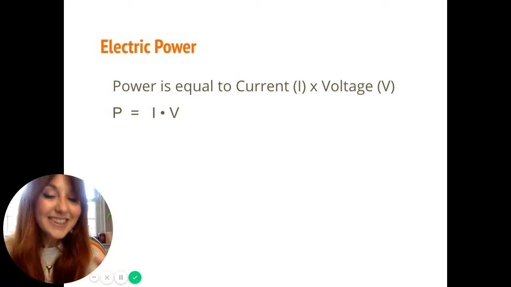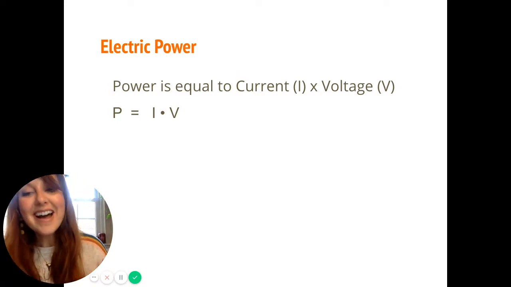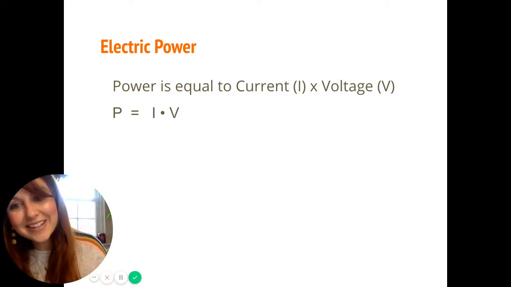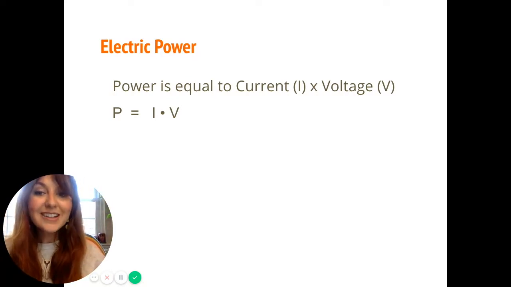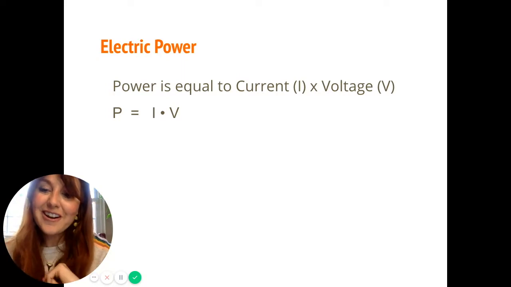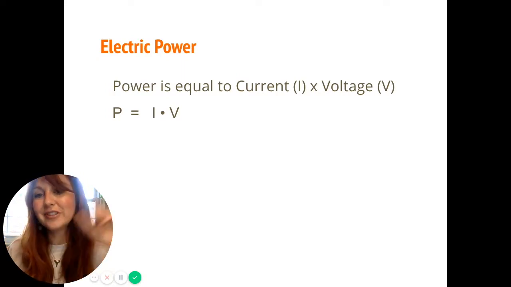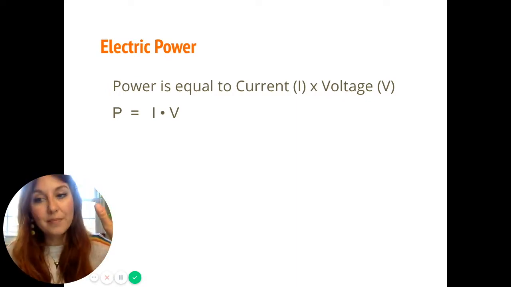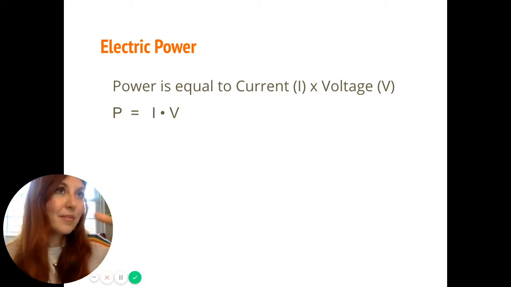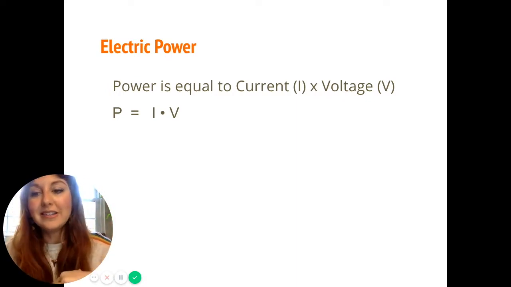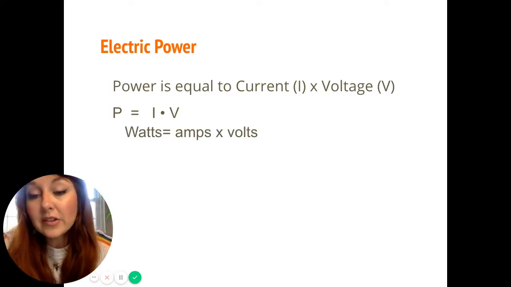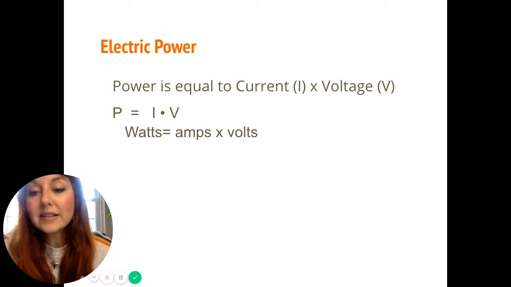Now, if you're really savvy and you're thinking, oh, well, what if I have a circuit and I have the resistance and the voltage, but not the current? You could use Ohm's law to solve for the current, and then you could multiply the voltage times the current to get the wattage. So yes, you can apply some of your knowledge of Ohm's law to this equation. But it can also be done independently. So watts are equal to the amps times the volts.